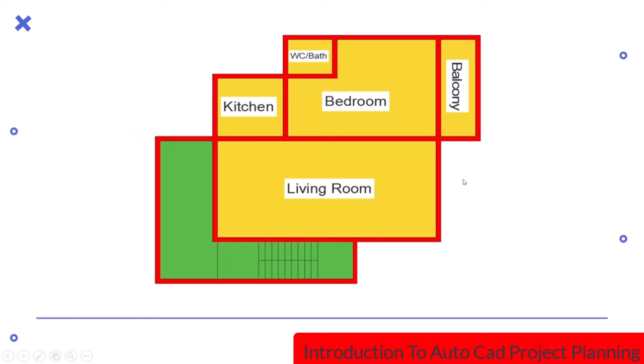As you can see in this plan, the red shaded area represents the wall area, the yellow area represents the carpet area, and this green area is the common area.